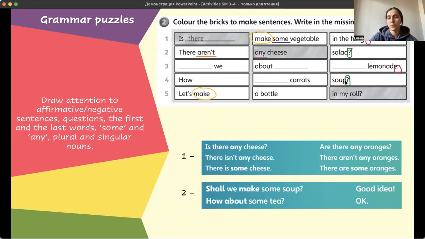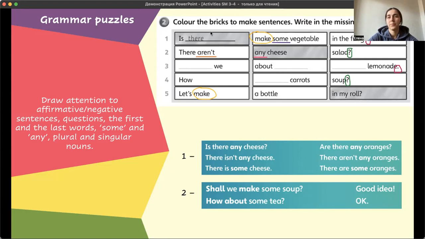We circle the question marks, the full stops. Also, I ask them to look at the last words in the parts of the sentences, and the first words, and also at plural and singular nouns. So, for example, they see in number 5, "let's make". So we finish with "make". And in the middle column, we have "make some vegetables". So you need to say that we can't use "make" twice. So it's not correct.